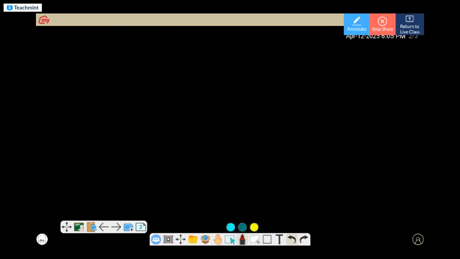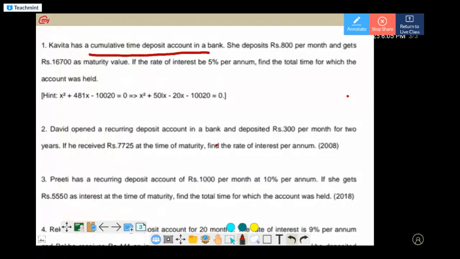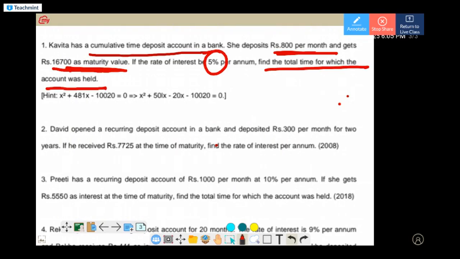Yeah. Okay. Now, let's try this one. Let's see if it's a similar question. So Kavita has a cumulative deposit time account in a bank, and she deposits 800 rupees per month and gets 16,700 as maturity value. If the rate of interest is 5% per annum, find the total time taken for which the whole account was held.